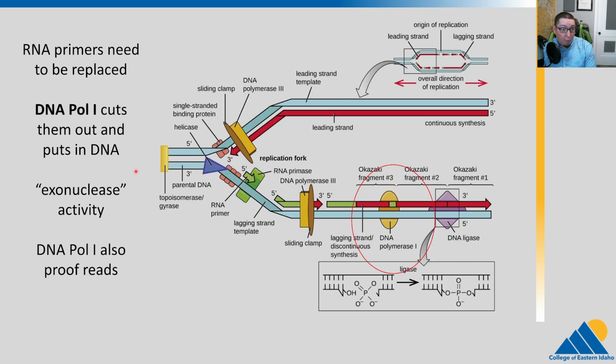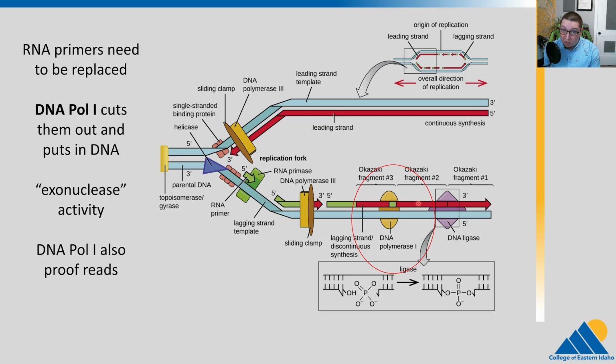Okay, this is where DNA polymerase I, which we've talked about previously, plays another role. DNA polymerase I has what we call exonuclease activity. It can actually chew up bases and replace them. It does this when it proofreads, but it also does this when it takes out the RNA primers. So here's our RNA primer in green. DNA polymerase I comes in and removes that RNA and replaces it with DNA.